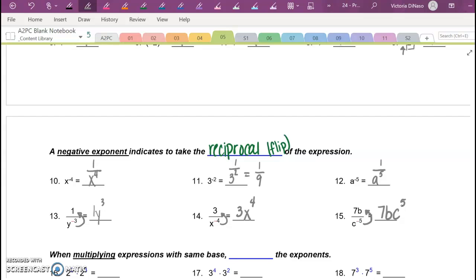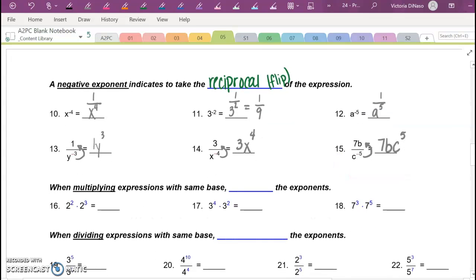So we keep those in the numerator position. We are just moving that denominator. Numbers 16 through 18, each of these has that multiplication symbol in between. So we are multiplying, multiplying, and multiplying. So anytime the operation is to multiply, and they have to have the same base, you're going to add the exponents. So we're going to have, in number 16, my base is 2.